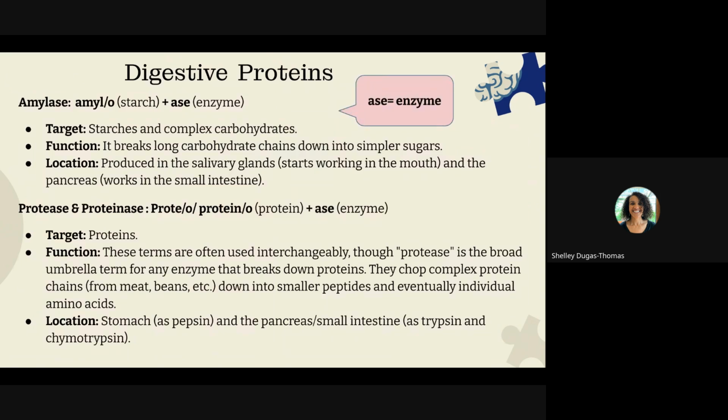So let's move on to digestive proteins. There's a major rule for medical terminology in biochemistry. The suffix -ase always denotes an enzyme. To find out what enzyme, you just look at the root word. So amylase combines amylo, meaning a starch, with -ase, which means to break down starches. Protease is proteo, meaning protein, plus -ase, which means it breaks down proteins.